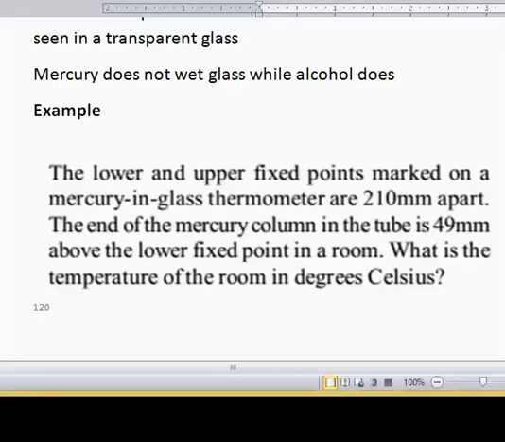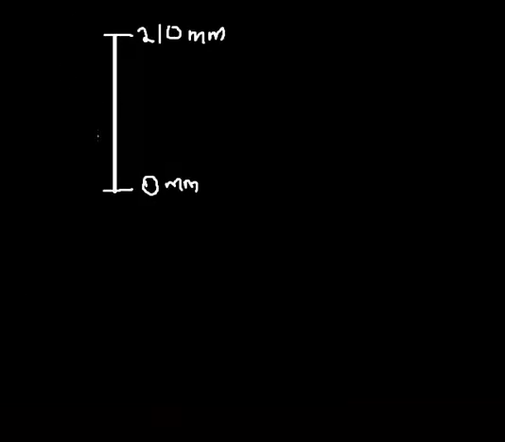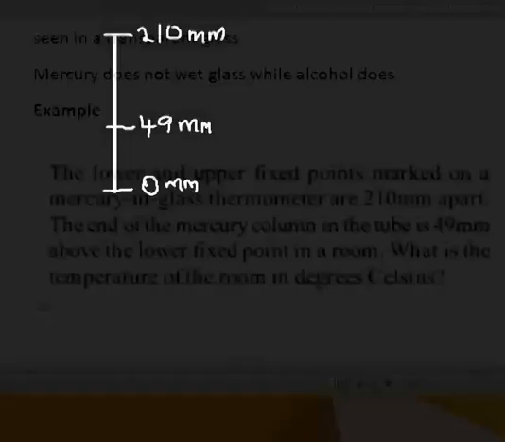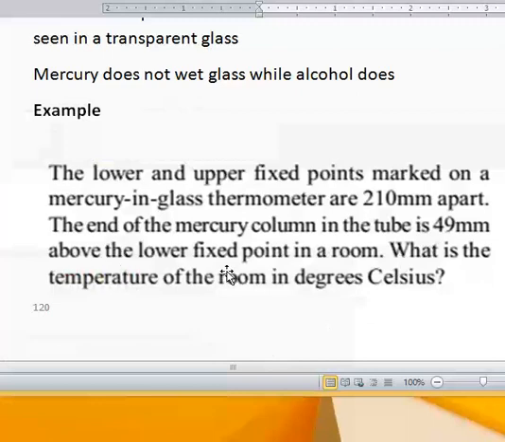Let's continue with the question. Now the end of the mercury column in the tube is 49 millimeters above the lower fixed point. So we are looking at the point above the lower fixed point, which of course is 49 millimeters. I'm very sure that we are being asked to find the equivalent in Celsius: what is the temperature of the room in degrees Celsius?